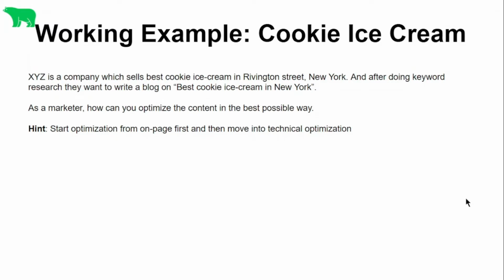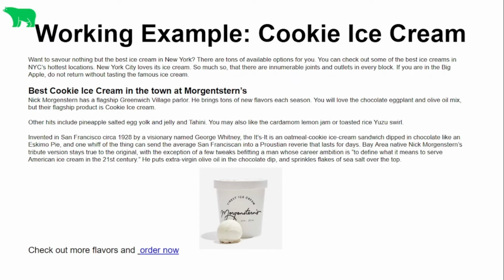We'll talk about the solution. We'll look at the different techniques that could be applied to optimize the blog best cookie ice cream in New York to the optimum level. Now let us first look into the blog, how it can be broken down.